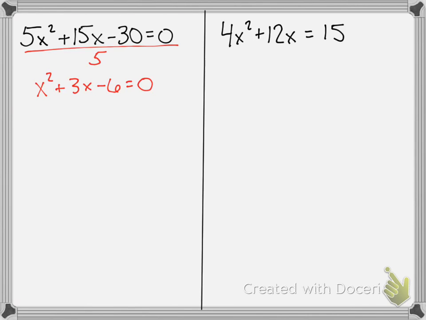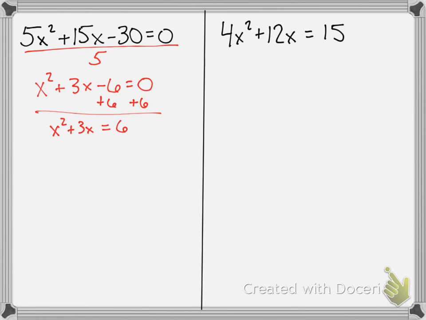Now, from here, I'm going to go ahead and do the same steps. Once you do that initial step of making sure you have a regular x squared, a 1x squared out in front, we are going to go ahead and repeat the same process. So again, I'm going to get variables on one side, constants on the other. So I'll have x squared plus 3x equals 6.